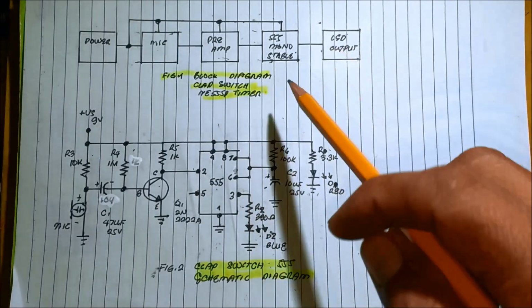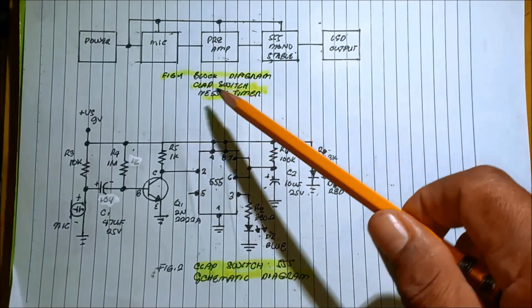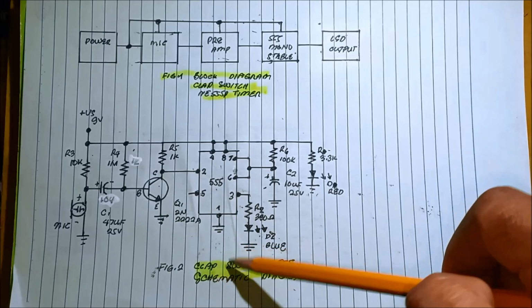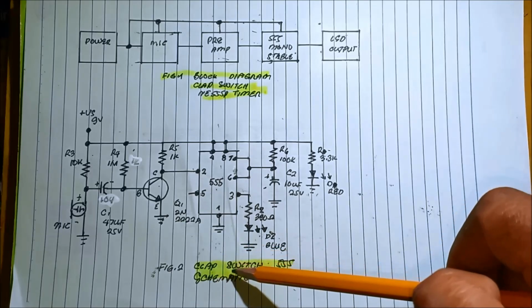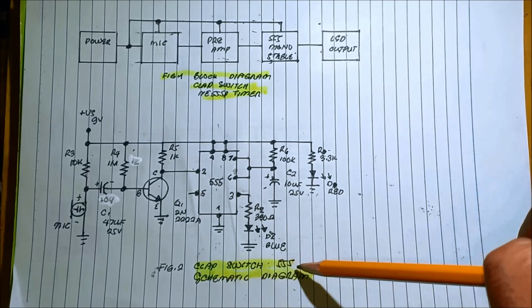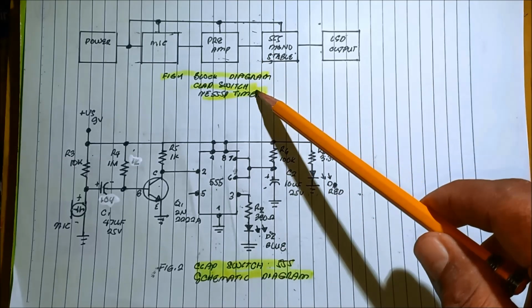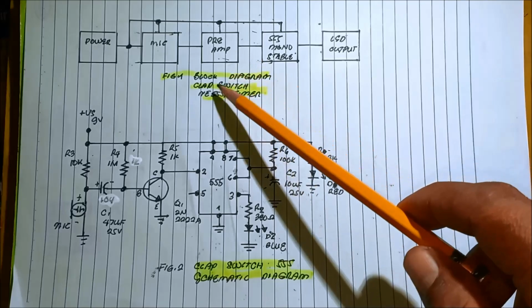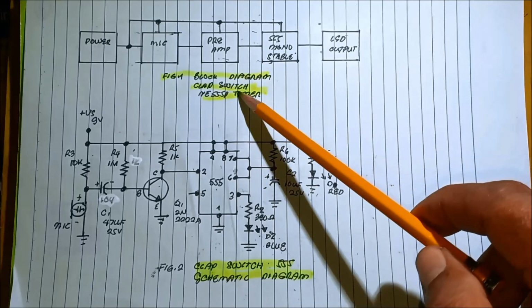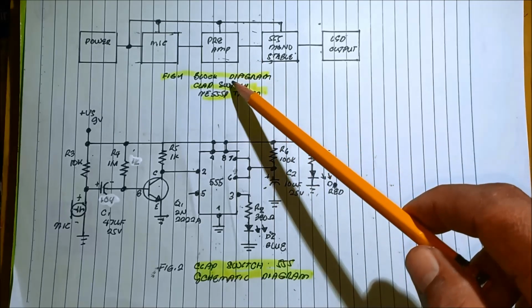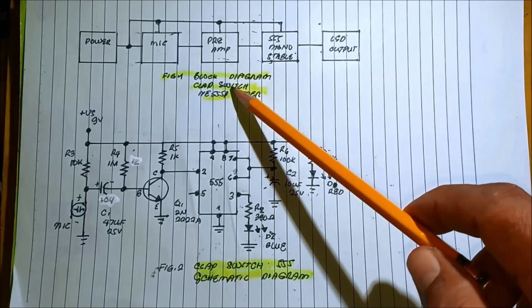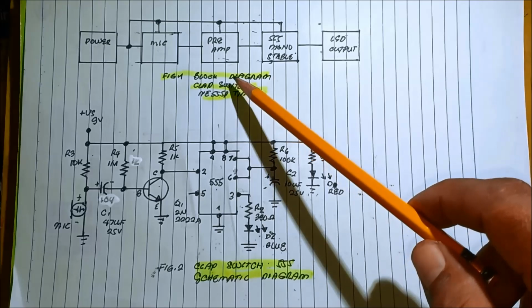This is now the circuit diagram or the schematic diagram of our project, a clock switch using a 555 timer. And then this is the block diagram. What is the use of this block diagram? To simplify the operation of the circuit, how the circuit works.